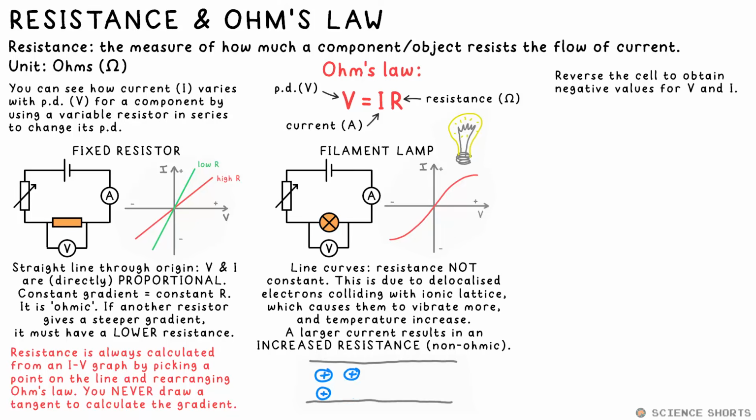Well, it's because metals consist of a lattice or grid of ions surrounded by a sea of delocalized electrons. That just means the electrons are free to move, or rather they're fairly free to move, because they do collide with the ions as they flow. That's why the metal will heat up if you pass a current through it. The higher the current, the more frequent these collisions are. This makes the ions vibrate more and more, which in turn makes it harder for the electrons to flow.